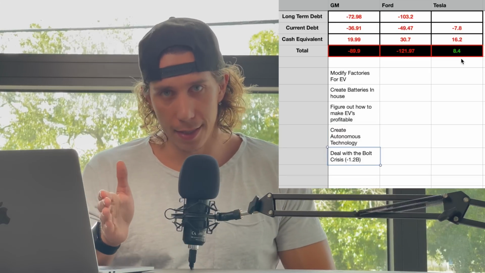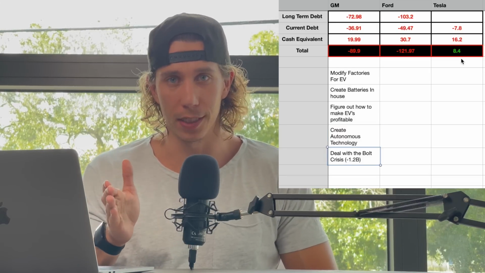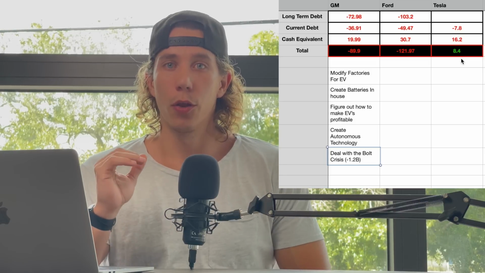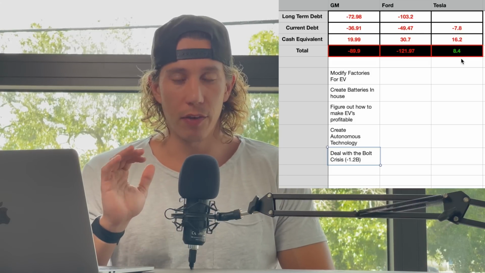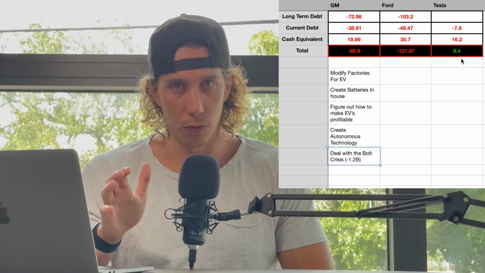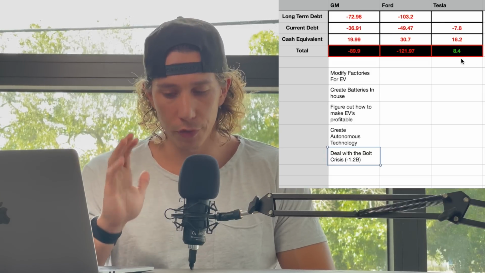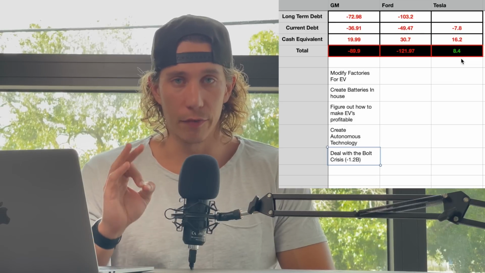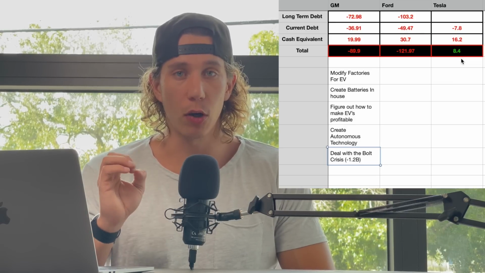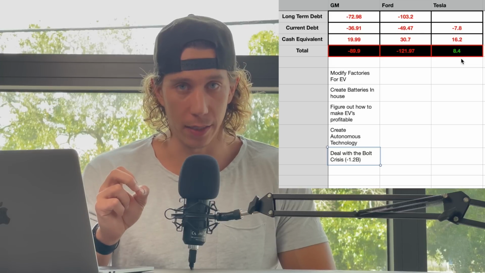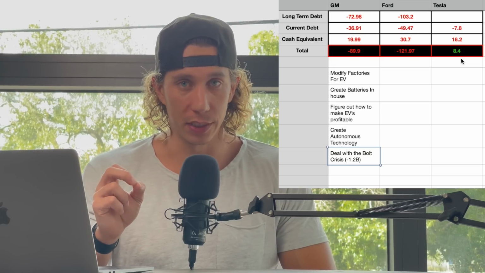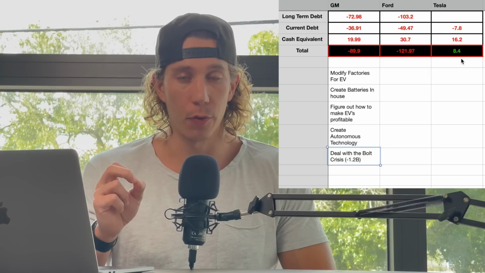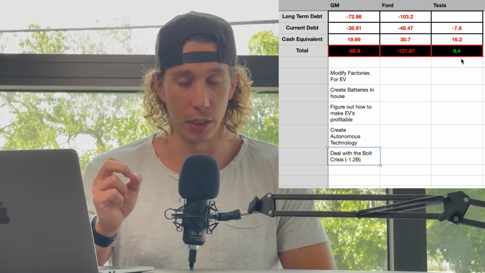Okay, so then GM does have one big headache. The only EV that they've ever really created was the Chevy Bolt. And over the last month, they've gone ahead, stopped production of every single one of them, and have recalled every single one they've ever made due to faulty batteries that are catching on fire within people's houses with these vehicles.